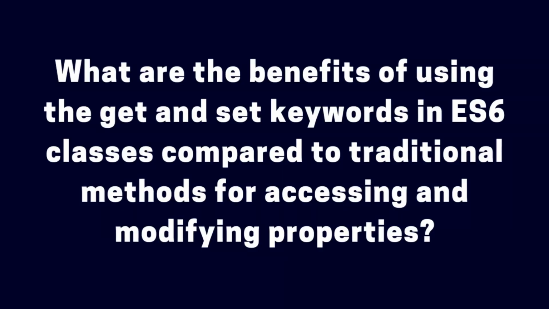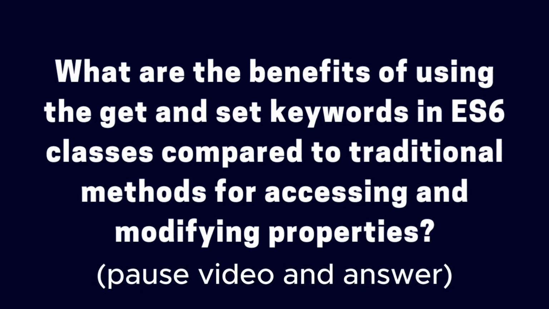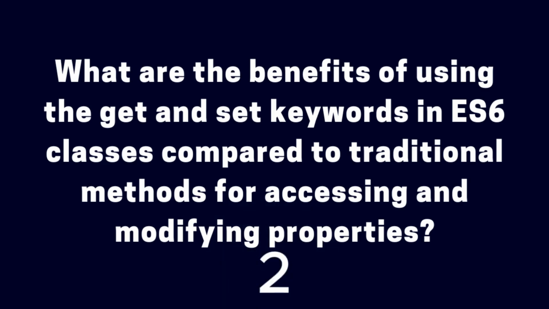What are the benefits of using the get and set keywords in ES6 classes compared to traditional methods for accessing and modifying properties? Using get and set keywords in ES6 classes allows for more intuitive and cleaner syntax for accessing and modifying properties, similar to regular property access. They also enable adding custom logic, such as validation, when getting or setting a property, enhancing encapsulation and control.